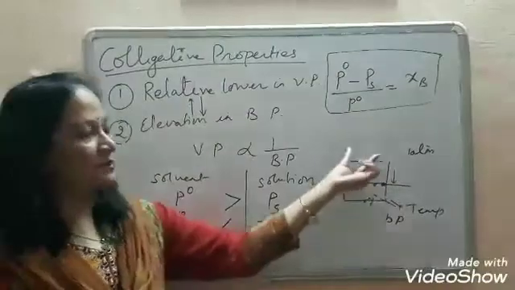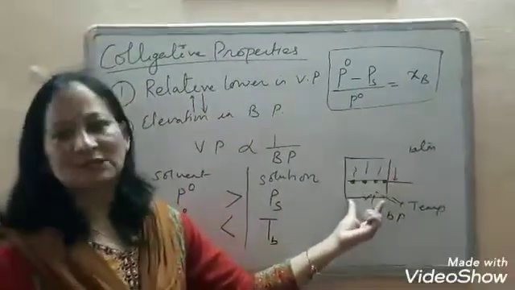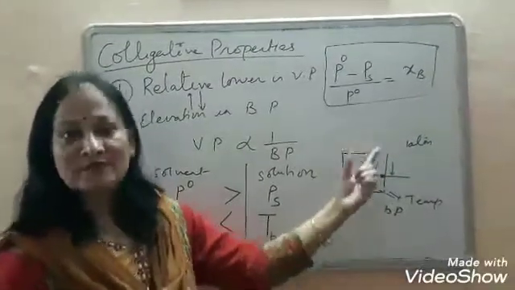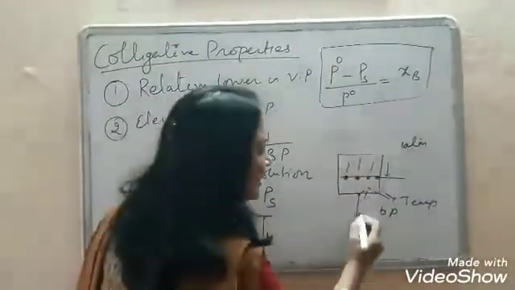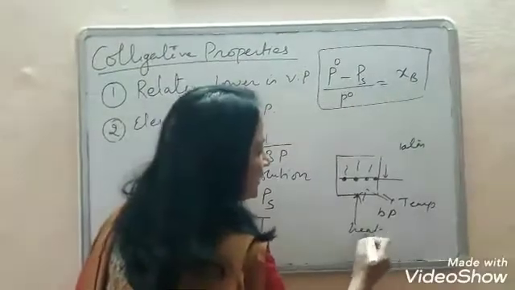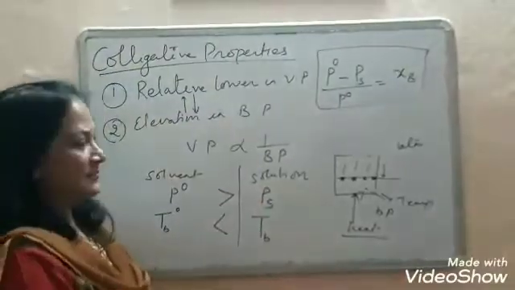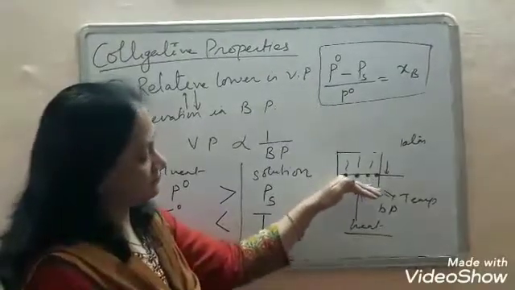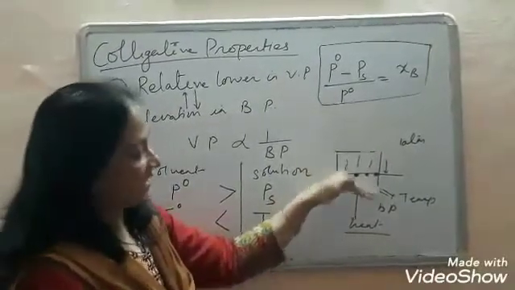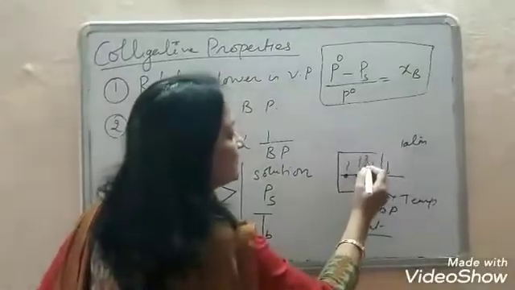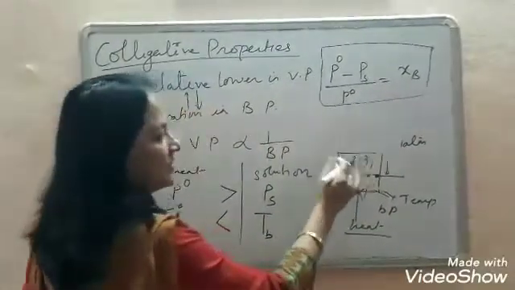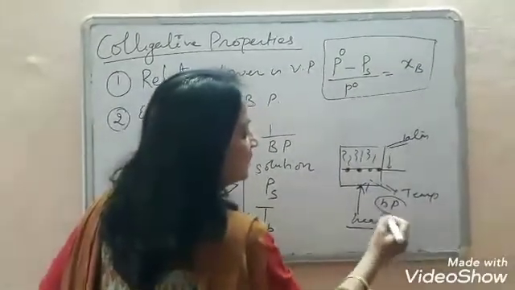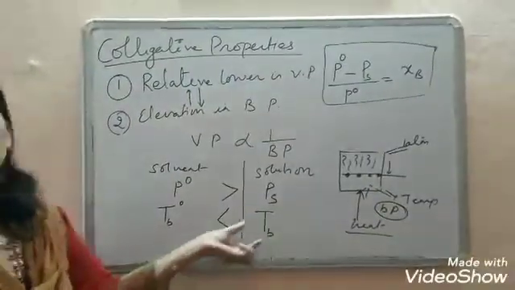So that vapor will exert lesser pressure, and that pressure will not become equivalent to atmospheric pressure. So you need to heat the solution for a longer time. The temperature will rise, and then at increased temperature there would be sufficient vapors that would equalize the atmospheric pressure, and that particular temperature will become the boiling point of the solution.